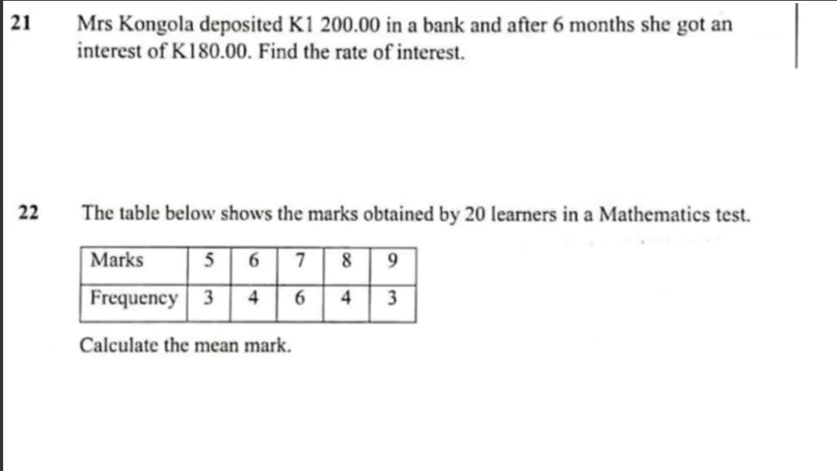Question 21 was as follows. Mrs. Kongola deposited 1,200 kwacha in a bank, and after 6 months she got an interest of 180 kwacha. Find the rate of interest. So we are asked to find the interest rate. Okay, so we're going to use the same formula for finding interest rate.